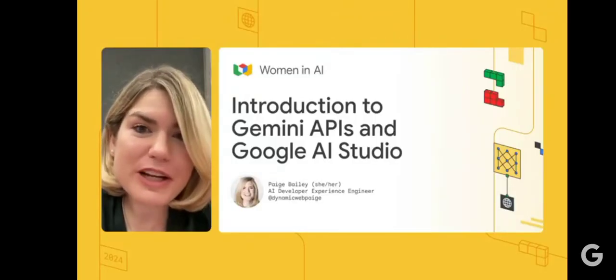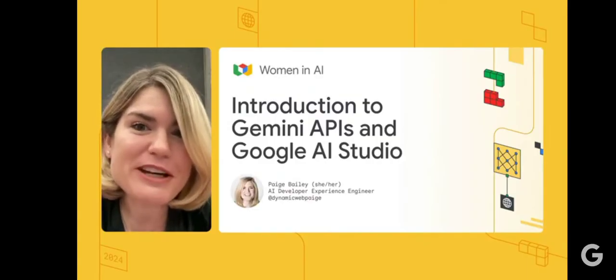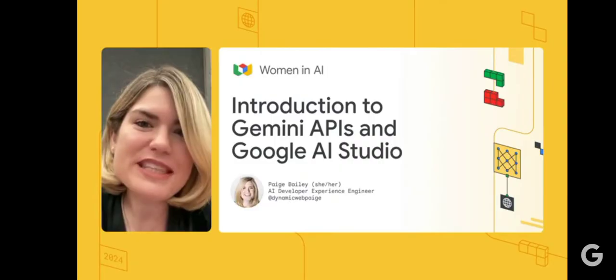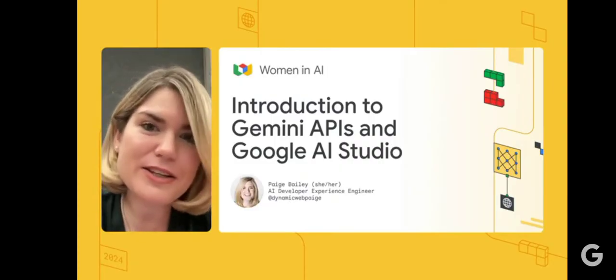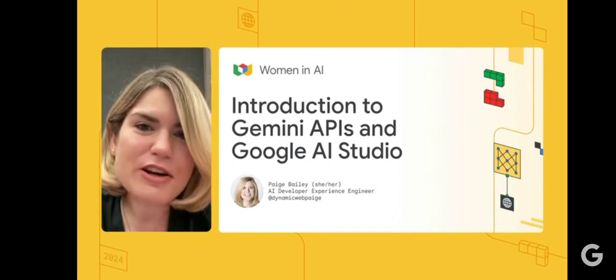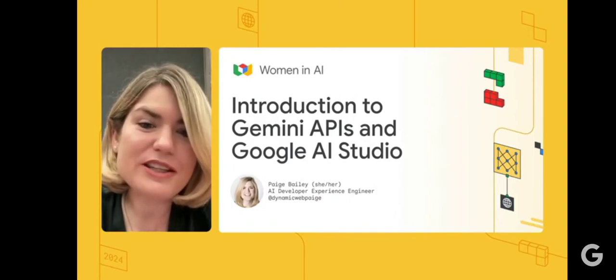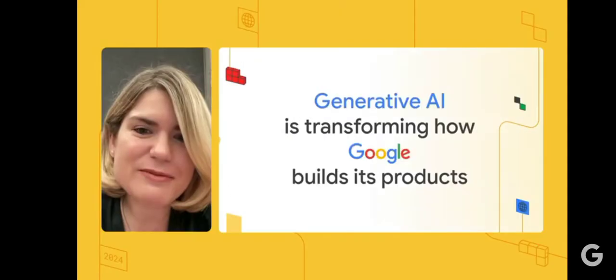Hi there, everyone. My name is Paige Bailey, and I am the lead for our AI Developer Experience team at Google. Today, I'm going to talk to you a little bit about AI Studio and our Gemini APIs and how you can get started using them with all of your projects. I think you probably heard a little bit about them earlier today, but this session will be specifically focused on a deep dive into AI Studio and using all of the great features that we have within the UI. So with that, let's get started.